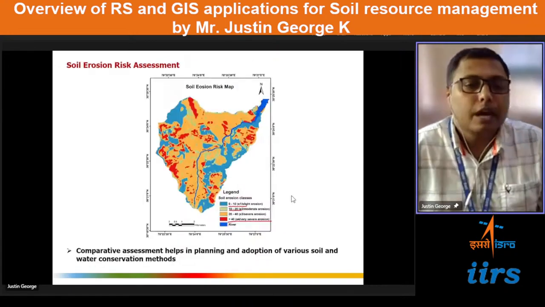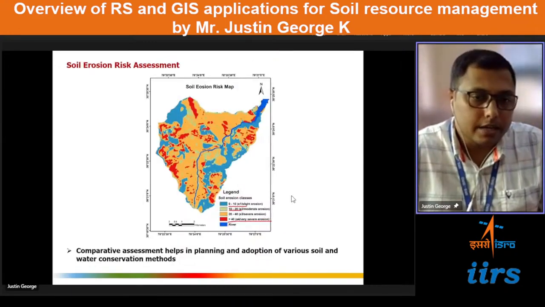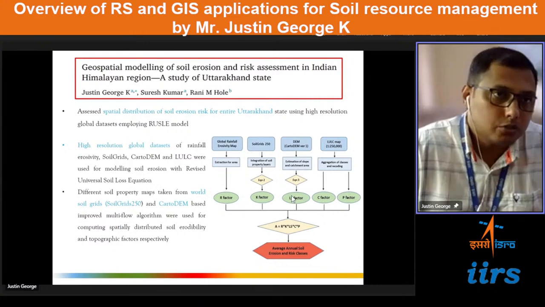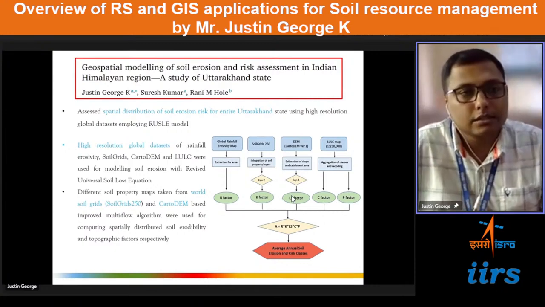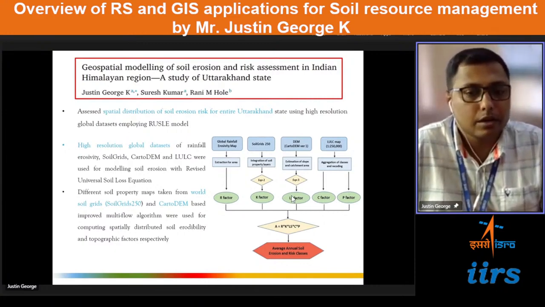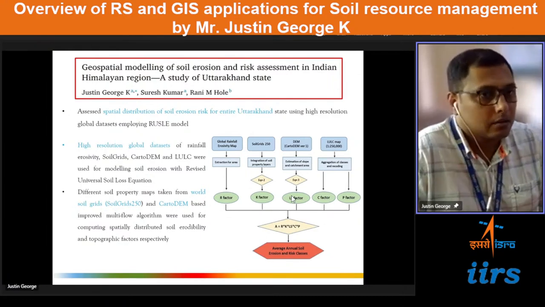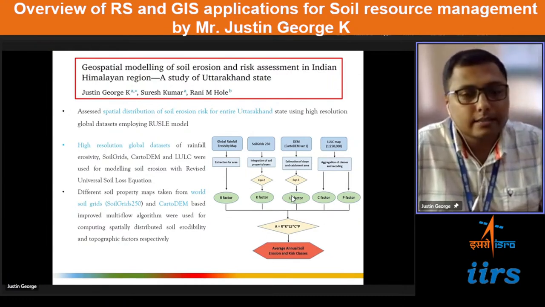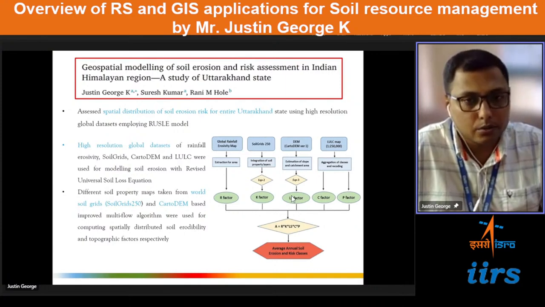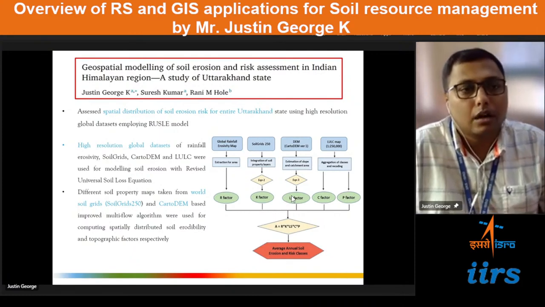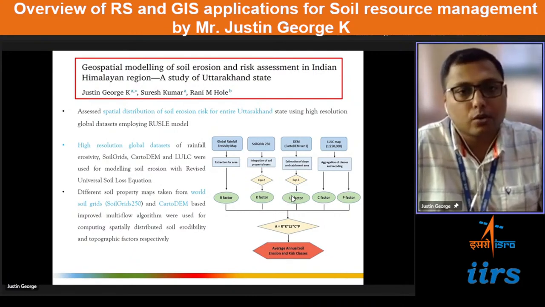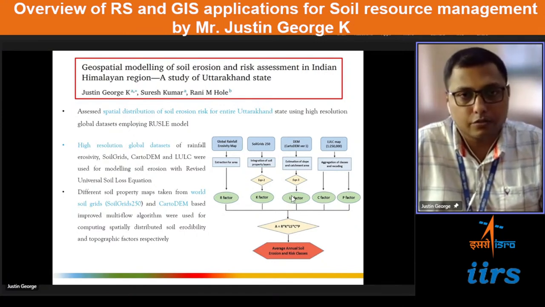So till now we have discussed watershed level studies, and recently we have done the geospatial modeling of soil erosion as well as the risk assessment in the Indian Himalayan region. The study was done by myself and my colleagues from the department. We extended the model by making modifications to the model structure and using various globally available high resolution global data sets for the erosivity, the soil grids, the CartoDEM as well as the land use land cover. We employed the Revised Universal Soil Loss Equation and assessed the spatial distribution of soil erosion risk for the entire state.